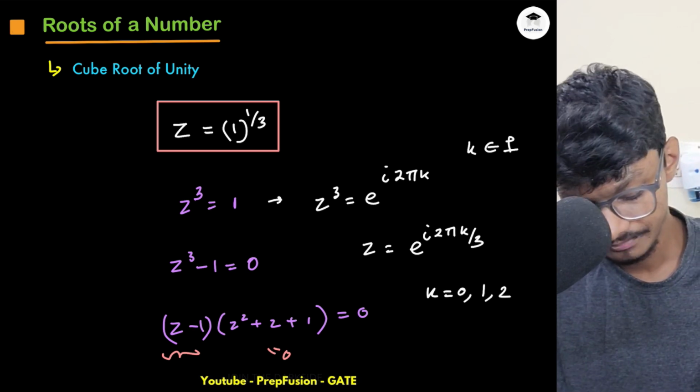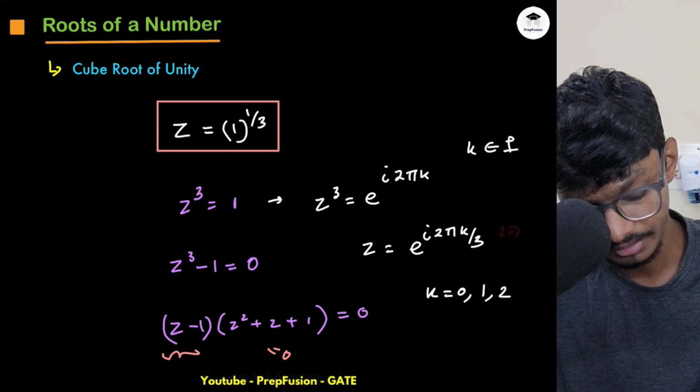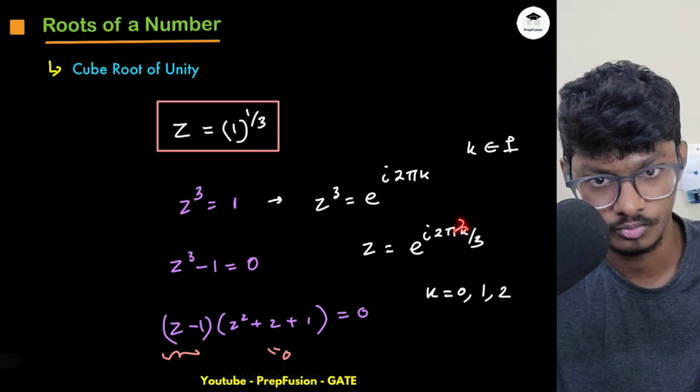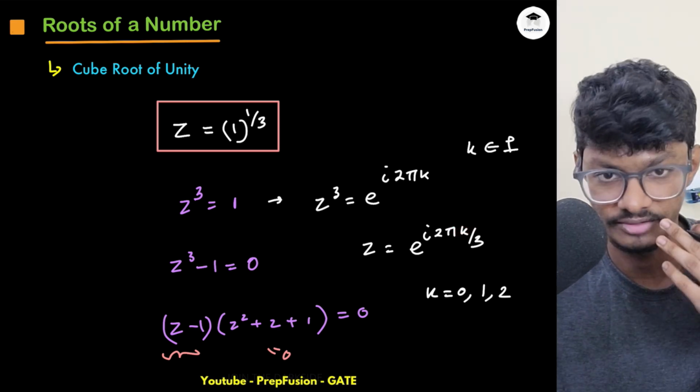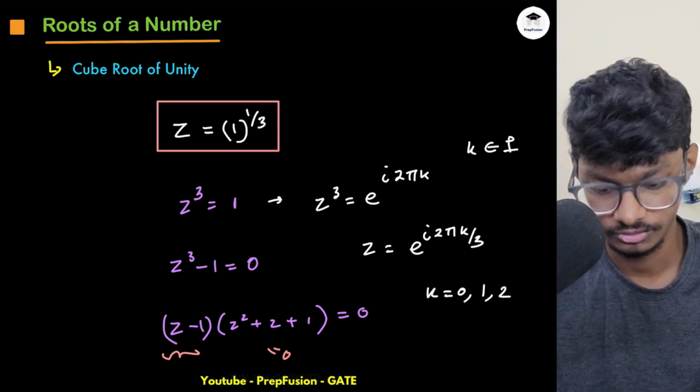I am just adding up 2 pi every time, right? So for the first step it is 2 pi, then again I'm adding another 2 pi, which is 4 pi. So I'm adding up 2 pi every time. Okay, so these are the roots for k equals 0, 1, 2.